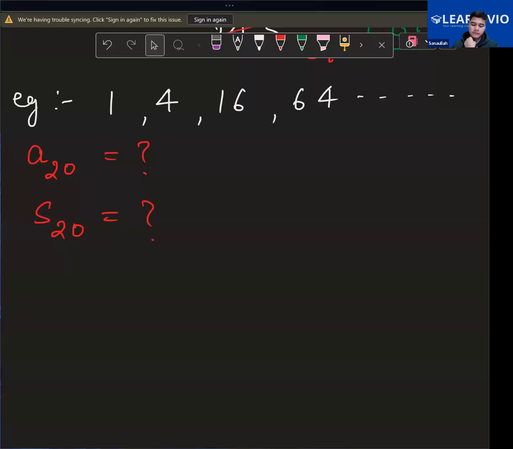What is the first term? What is the value of A? And what is the value of R? R is 4. Okay, so what are you getting for A20? For A20, I'm getting 4 to the power 20 minus 1 upon 3.